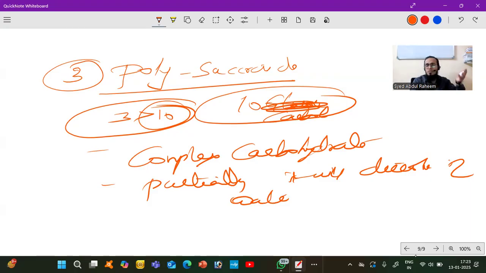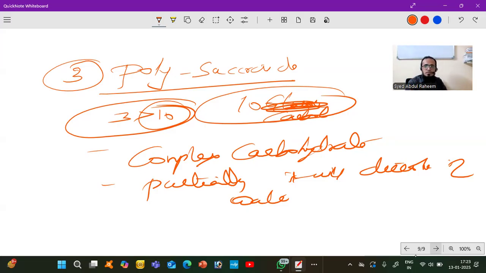So mono and di are simple carbohydrates, easily dissolvable. But in the poly, they will not dissolve completely. Some part will dissolve, some part will remain. Okay, this is the difference we have to remember.